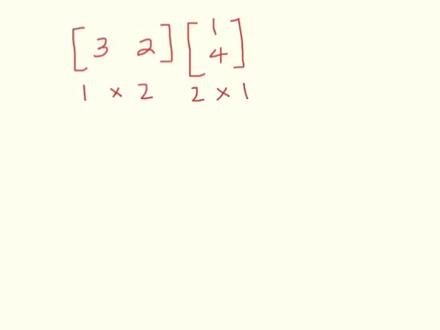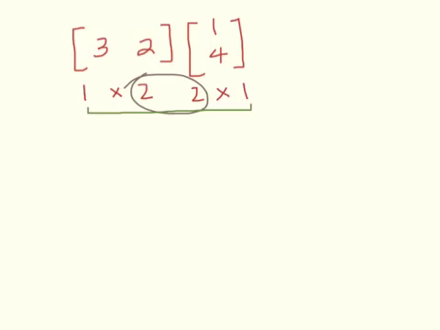Now what we're looking for is that these inside dimensions are the same, and they are. The new dimensions of your matrix are going to be 1 and 1. So you're going to end up with a single number.